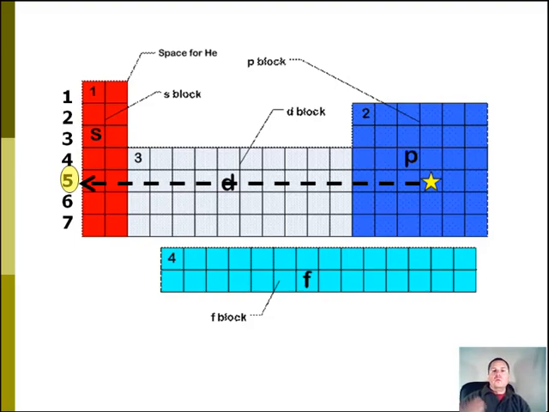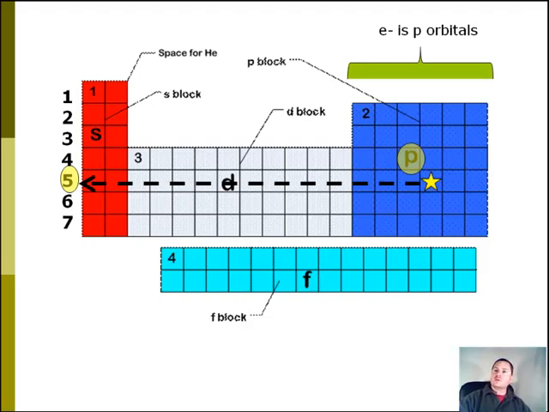Then we need to identify what orbital it's in. Okay, well, it's in this blue block here, which is the P. So it's in the P orbital. Then we have to figure out how many electrons in. Well, remember, P has 3 positions, two electrons per position, so we get a total of 6 electrons.